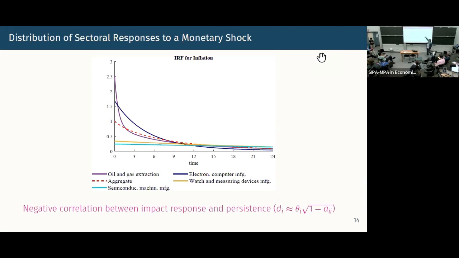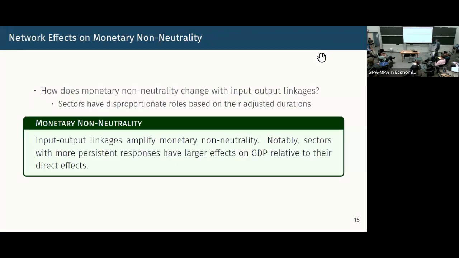Okay? And the key is that these persistences are determined by the structure of the network, which depends on some expenditure shares and the price stickiness in that sector. So what this does is give different sectors disproportionate effects for monetary neutrality. Sectors that have a more persistent response end up contributing more to monetary neutrality.